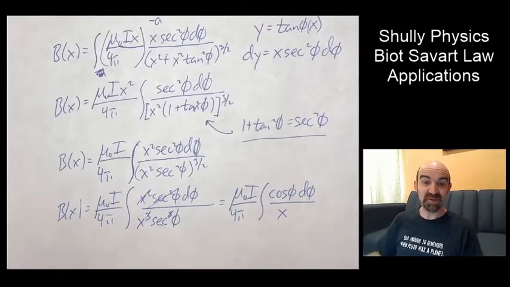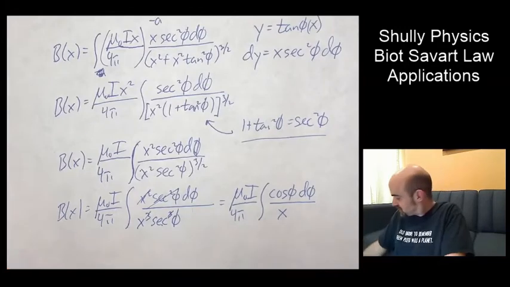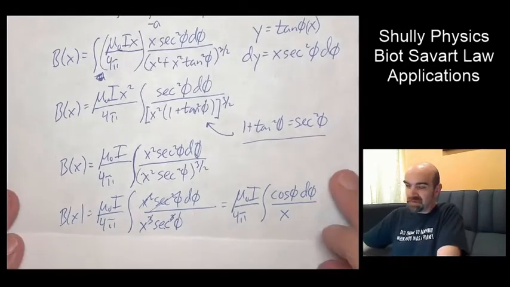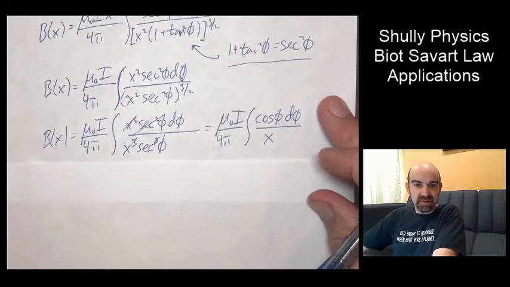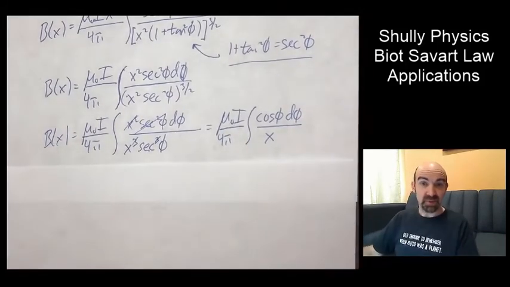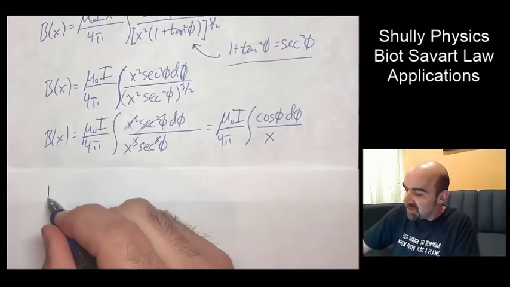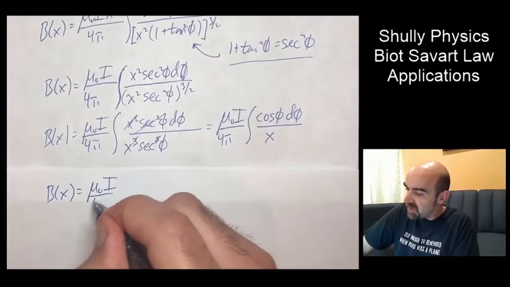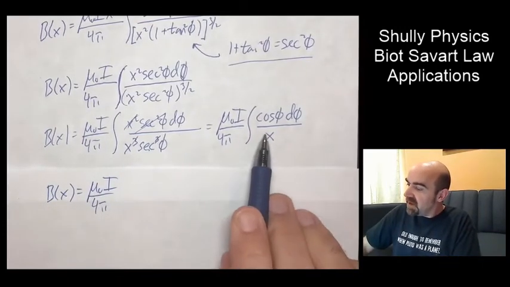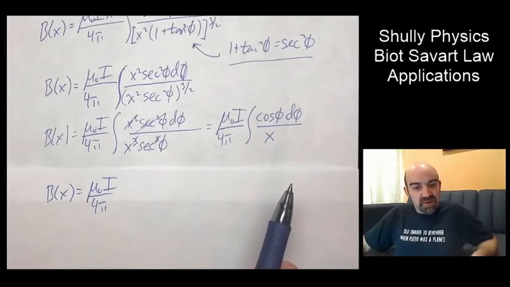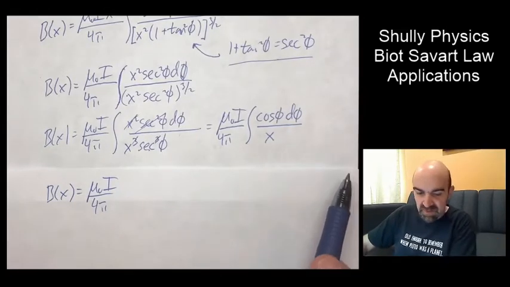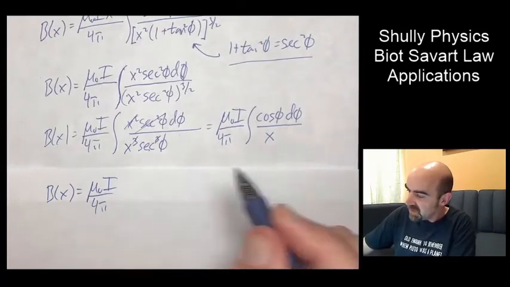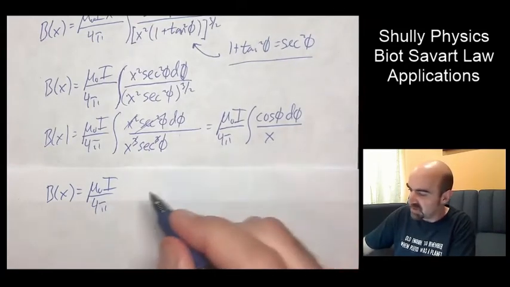Okay, now this turns into a much better situation for us, doesn't it? Now let's take that integral and bring it back out, because that is very integratable. X is a constant, so we don't have to worry about it in the integral. And we have B of x equals mu naught I over 4 pi. And the integral of cosine is sine. So we get a sine. I'll bring that x out also. 4 pi x.